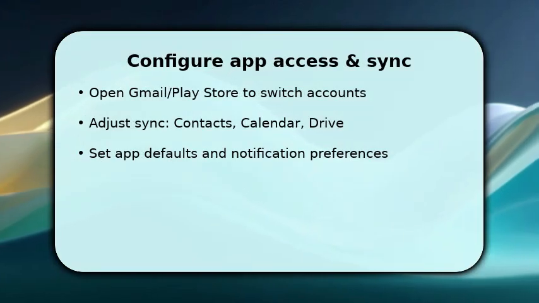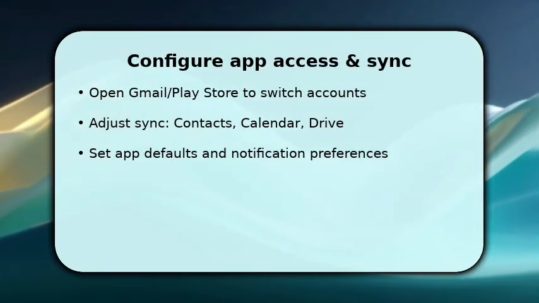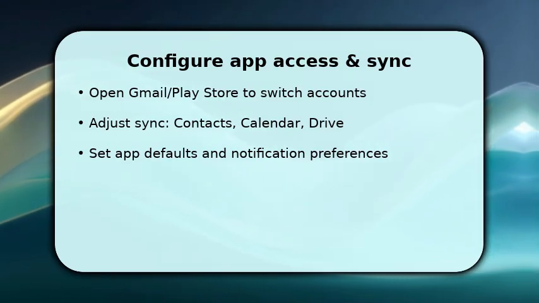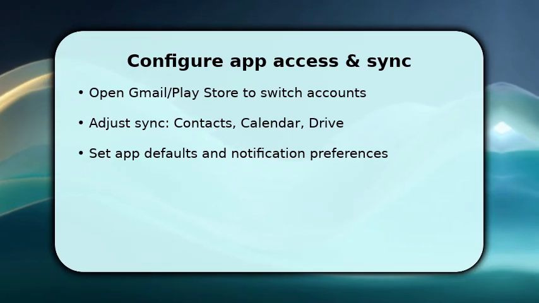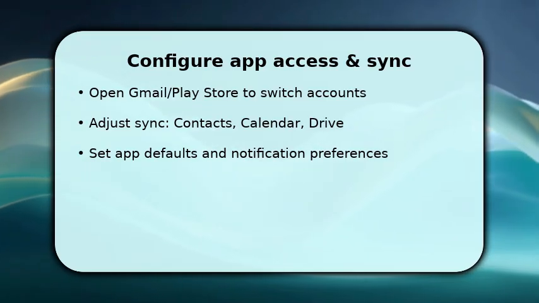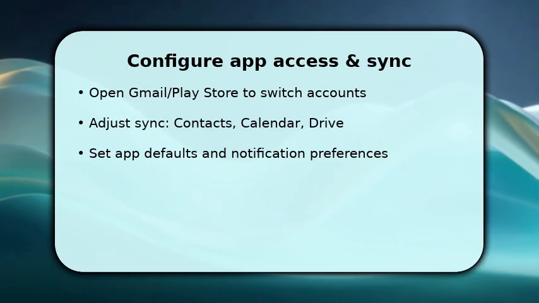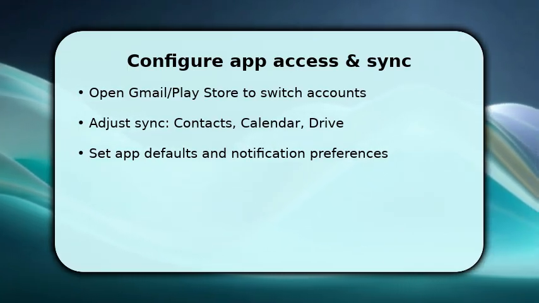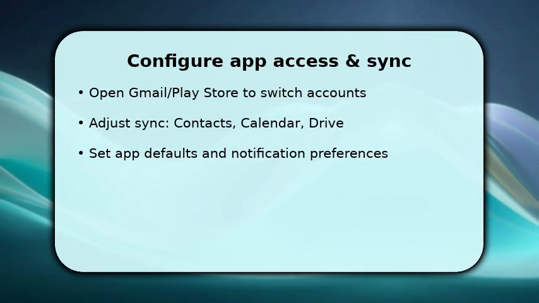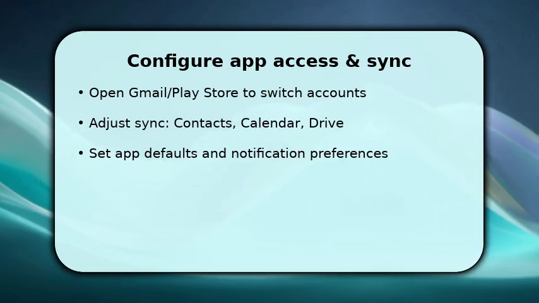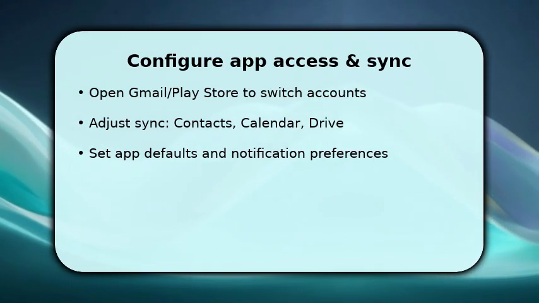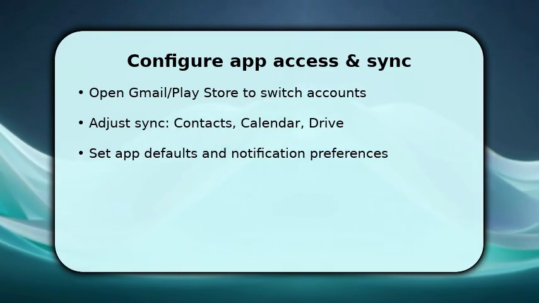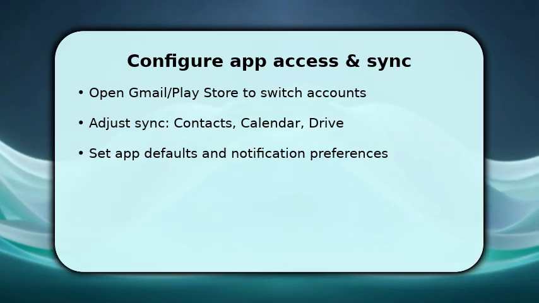Next, you configure how each app uses the new account. Open Gmail or Play Store and switch accounts from the profile menu. This sets which account is active for that app. Then visit Settings, right arrow Accounts, right arrow Google, and toggle Sync for contacts, calendar, Drive, and others to control data flow. Also open each app settings to set notification tones, default send from account, and app-specific permissions. By doing this, you avoid mixed data and ensure the right account handles purchases and backups.